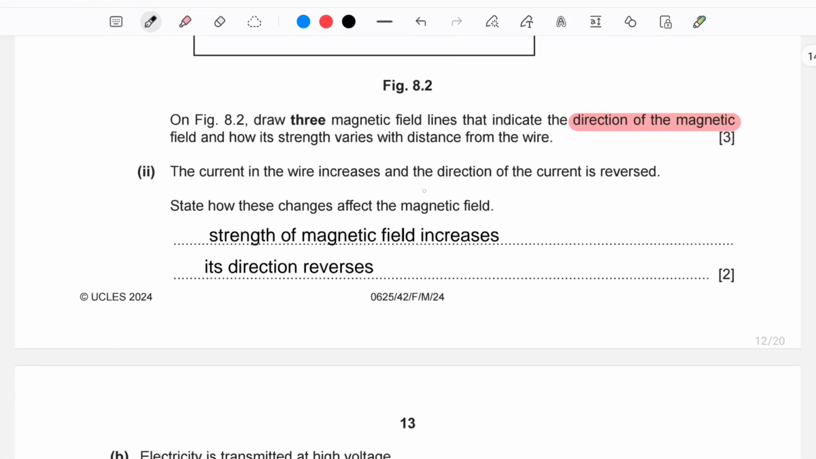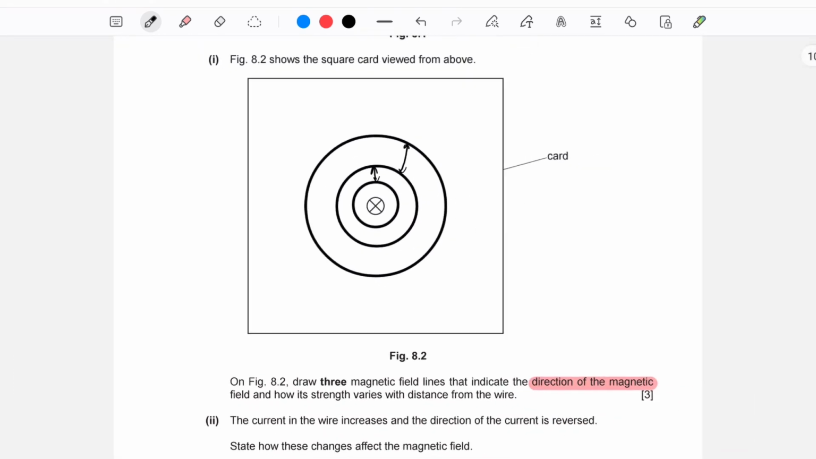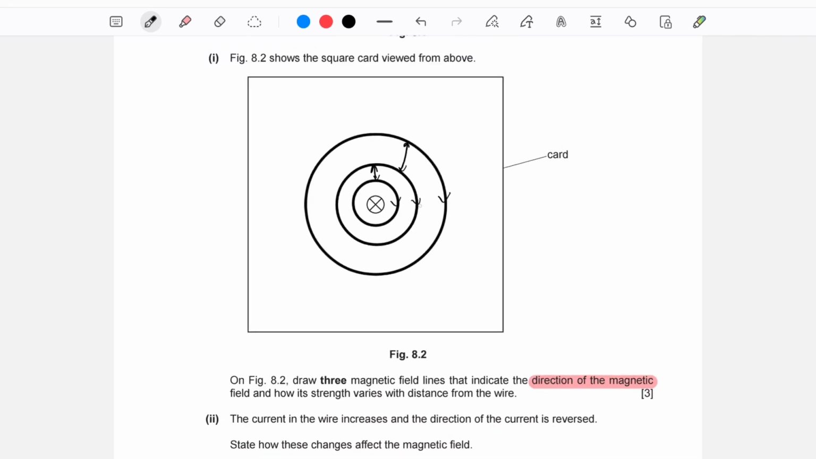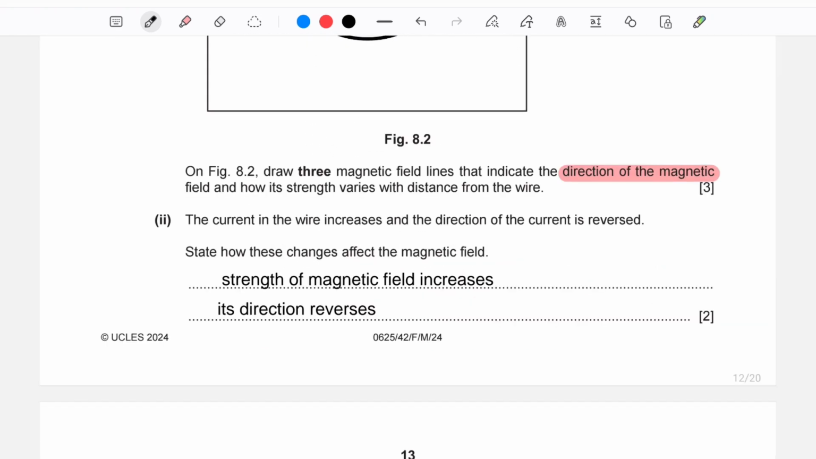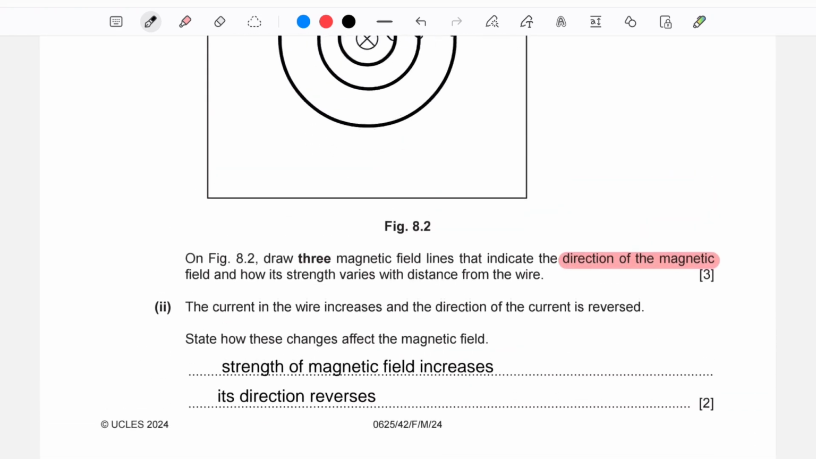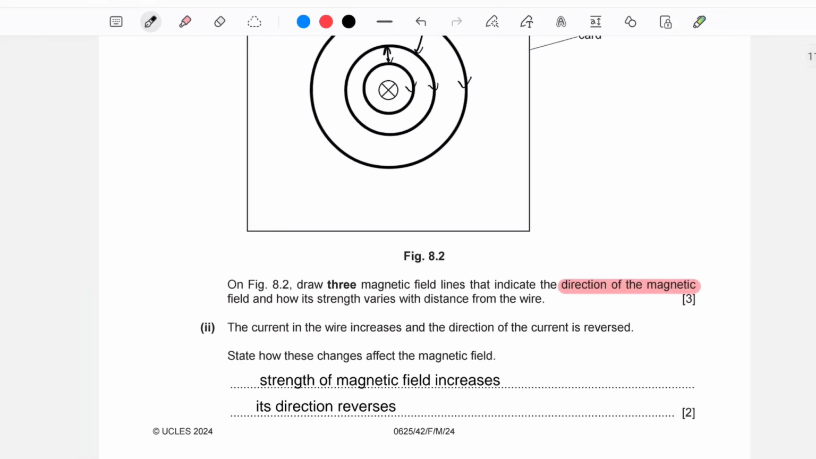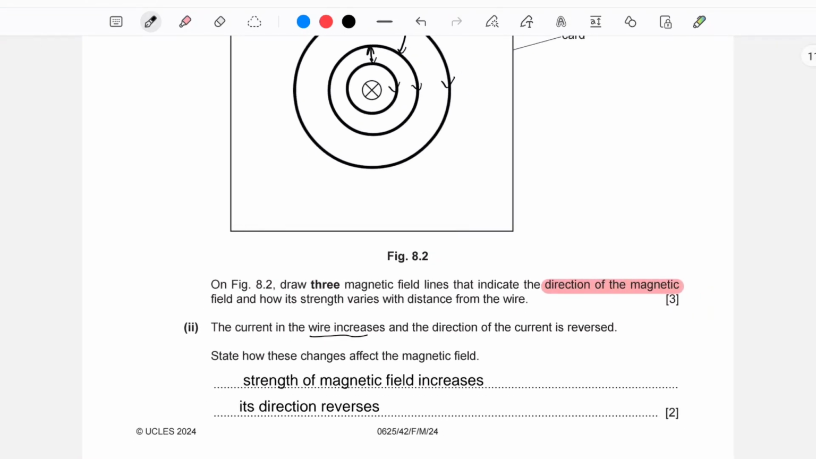The current in the wire increases and the direction of the current reverses. State how these changes affect the magnetic field. So now the current is into the page. So what the question says is the direction reverses to out of the page. So how the current changes? Initially, this direction is clockwise. When the current reverses, the direction would be anti-clockwise. So we can say that the direction of the magnetic field reverses, and we can say this magnetic field strength increases because the current in the wire increases.